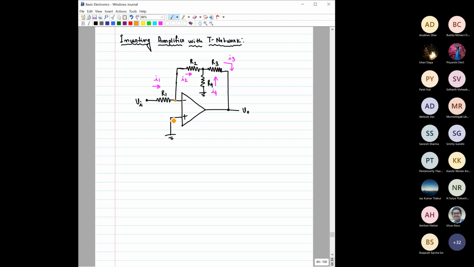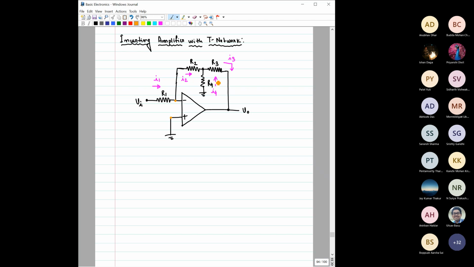So that way the virtual ground concept also applied, right? That means this potential is virtually connected with this potential. This point is virtually connected with this point. So that means the potential of these 2 points are similar. So if this current is I1, then we have shown this current to be as I2, this current as I3, this current as I4, right?